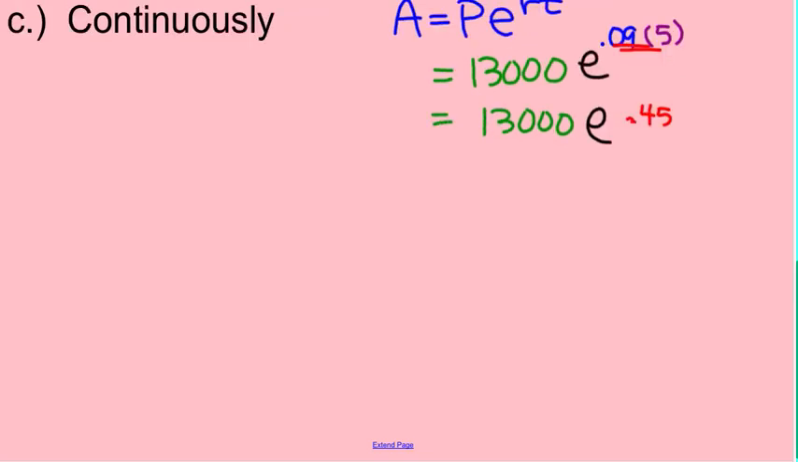And now try and throw it in one shot. So 13,000 times E to the 0.45, finish off the parentheses, and we get an amount of $20,388.06.